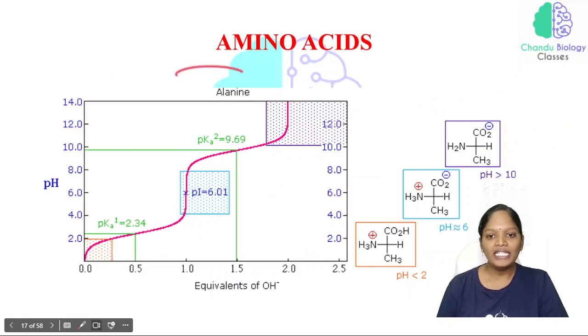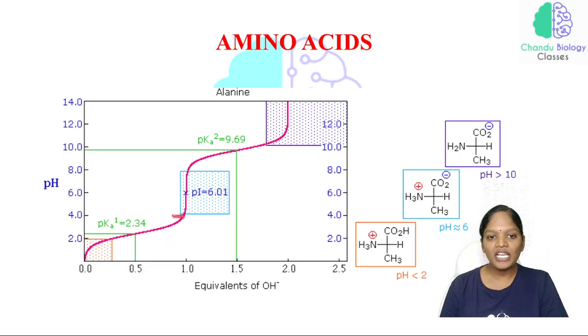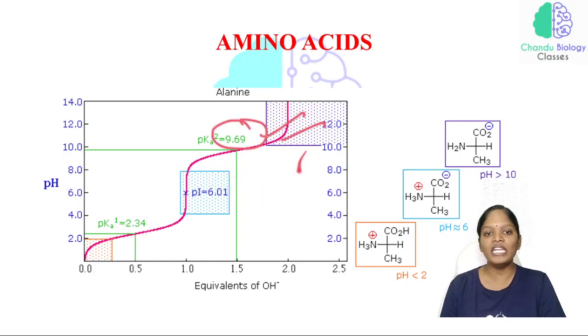See, the alanine. In alanine, we have a pKa 1 value and a pKa 2 value, and they have an isoelectric point. What is meant by isoelectric point? Just now we have studied that at this particular point there will be no movement of the amino acid, which is why it will be straight at this point. At which pH is this alanine isoelectric? That will be 6.01, and this is very important. The pKa 1 value will be 2.34, and the pKa 2 value will be 9.68.